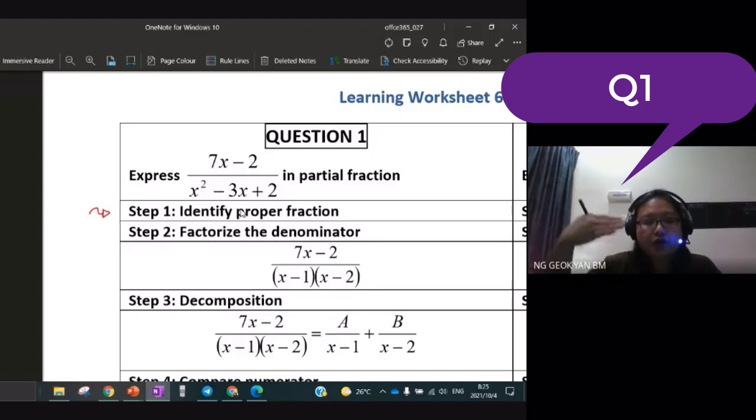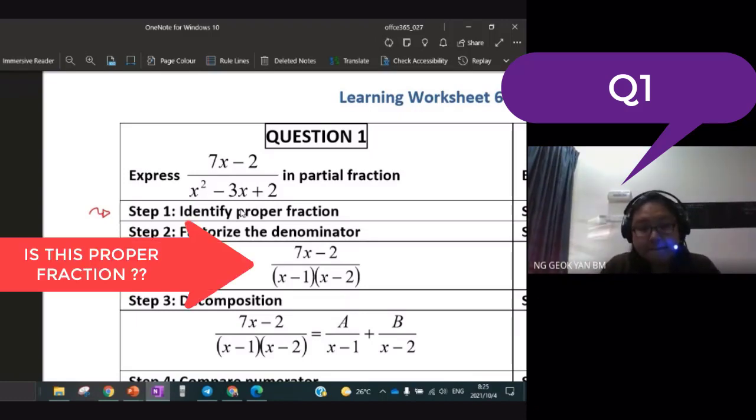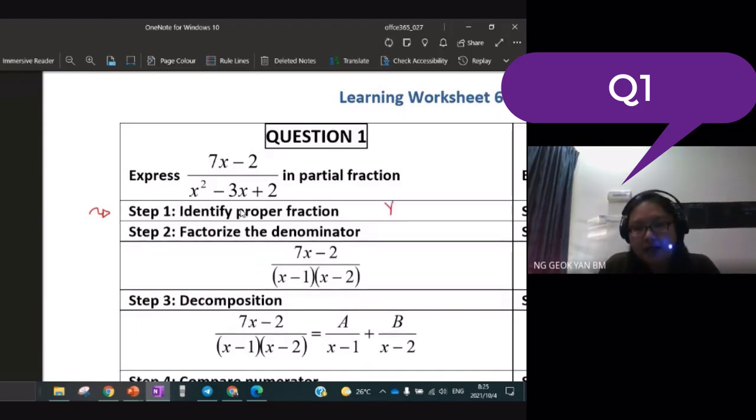7x minus 2 over a quadratic factors. So is this a proper fraction? Yes or no? Yes, okay. Then write yes there. So if yes, proceed to step 2.